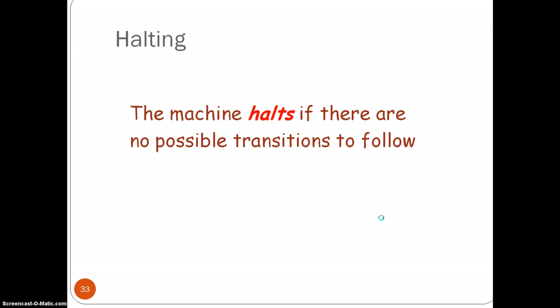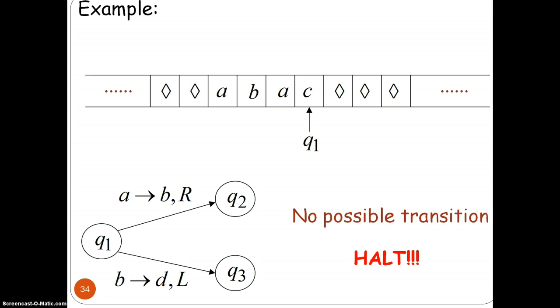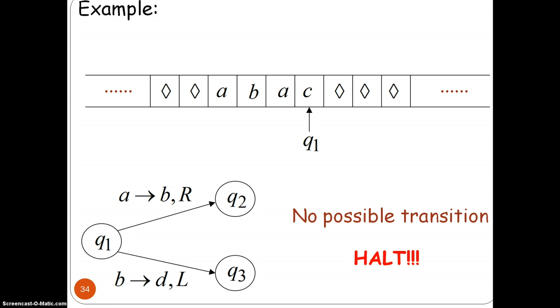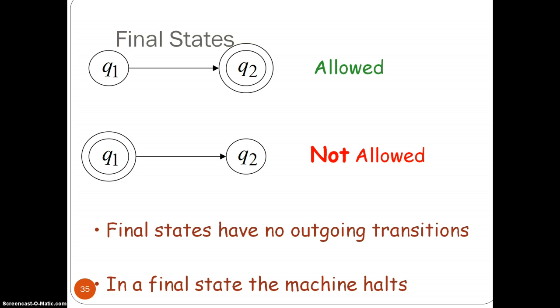And halting: the machine halts if there is no possible transition to follow. Now what is halt? I am describing this with the help of an example. When we are at state Q1, our read write head is reading the symbol C, and in this transition diagram, according to our rules, when we are at state Q1 reading the symbol C, there is no transition. As I said, if there is no transition on any input, the machine halts. Now there is no possible transition on state Q1 for input C, so the machine halts. If the machine halts at the final state, the string gets accepted. If the machine halts at a non-final state, the string will not be accepted.